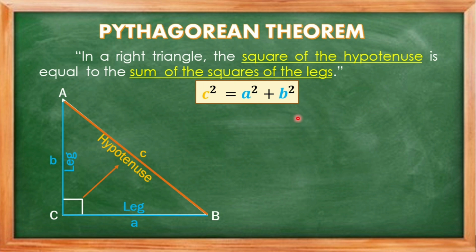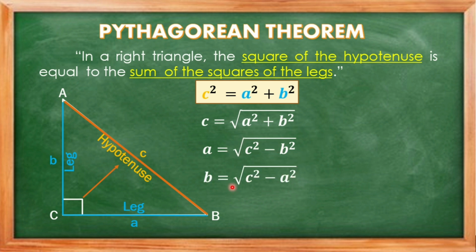Now, itong equation na ito, kapag kinuha natin yung square root niya, ito ay magiging c is equal to the square root of a squared plus b squared. At kapag hahanapin naman natin yung a, so ito yung magiging formula niya. a is equal to the square root of c squared minus b squared. Kapag b naman ang hahanapin, ito naman yung formula niya. b is equal to the square root of c squared minus a squared.